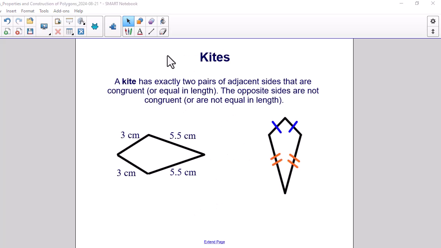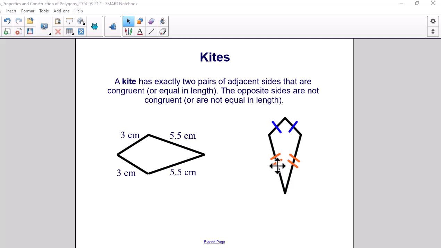Let's turn our attention to a discussion on a shape called kites. A kite has exactly two pairs of adjacent sides that are congruent, or equal in length. The opposite sides are not congruent, or not equal in length. First of all, adjacent means next to. So by looking at the markings here on the right-hand side, we see the two blue markings mean that the two line segments next to each other, or the two sides, are congruent.